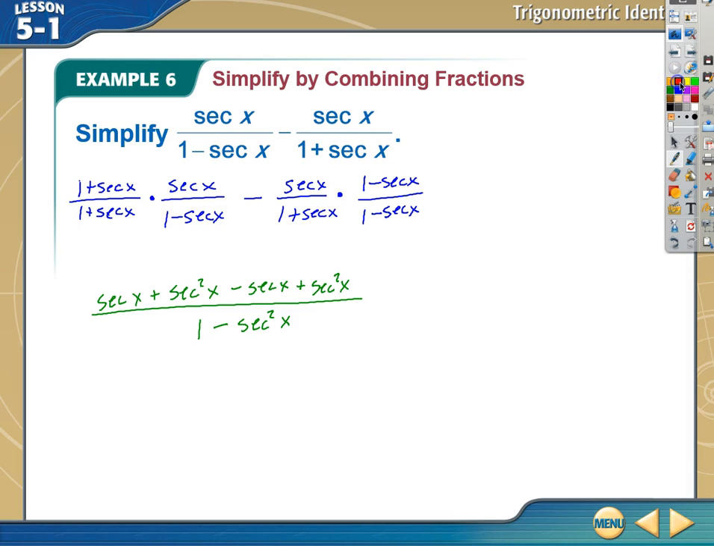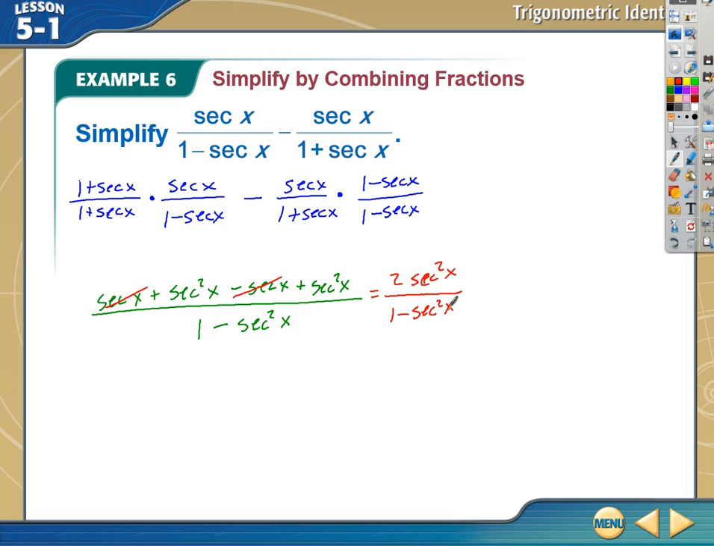And as you can see, some things can cancel out. The minus secant x goes away. That goes away. And what I'm left with is equal to 2 secant squared x over 1 minus secant squared x. Well, zippity-doo-dah.